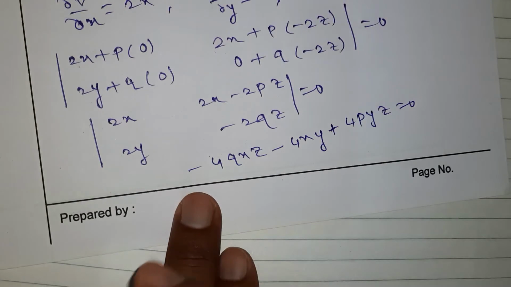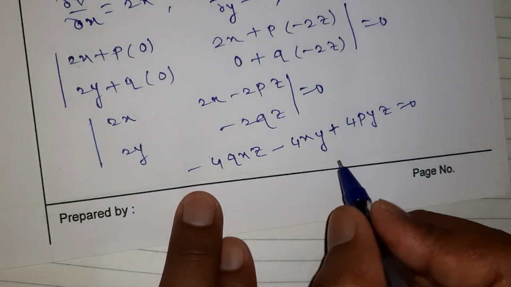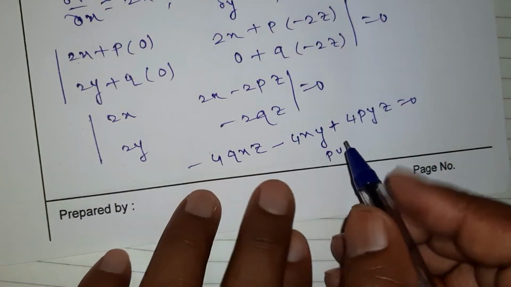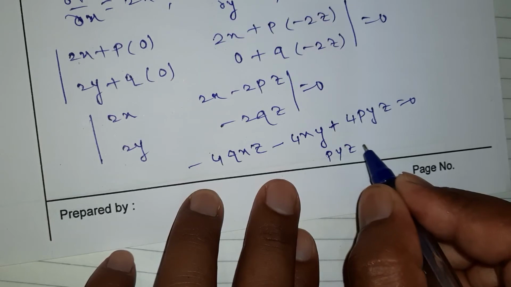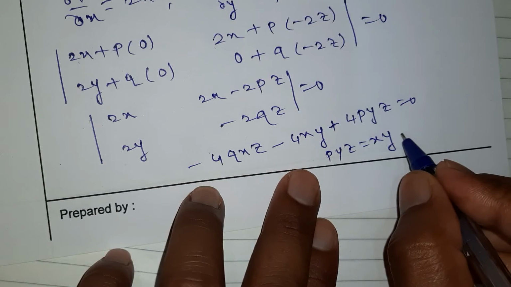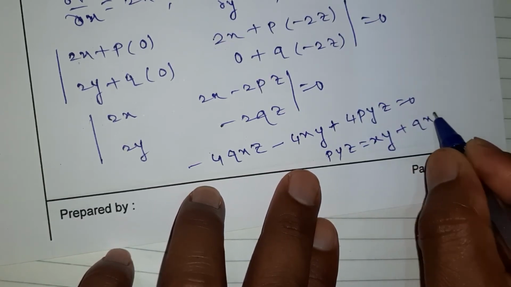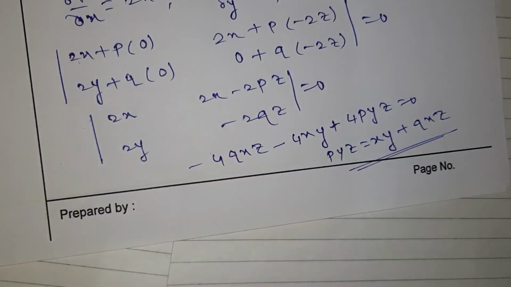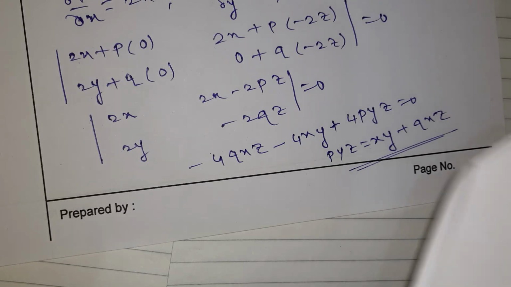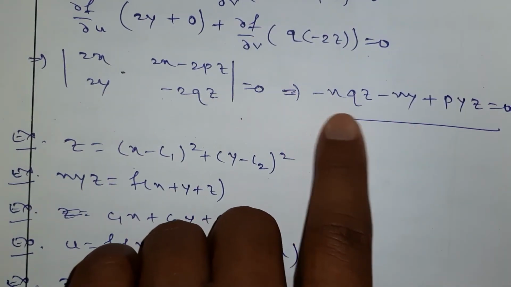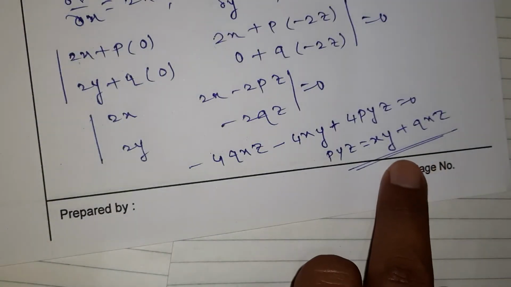Got it? 4 is common and cancels. Writing in a proper way, I get pyz. Is something common there? Nothing. Pyz is equal to, transferring the minus sign to that side, xy plus qxz. So this is my answer. Pyz is equal to xy plus qxz. So the same answer I get here.